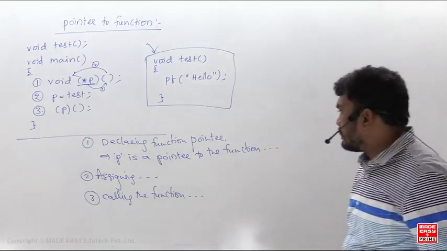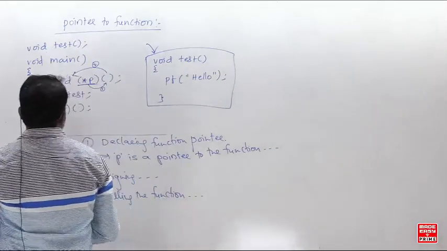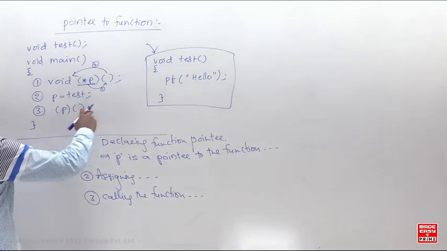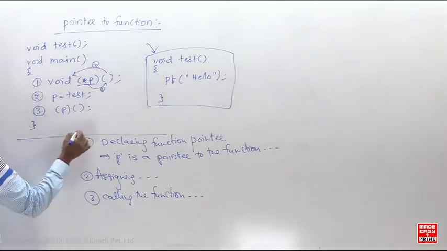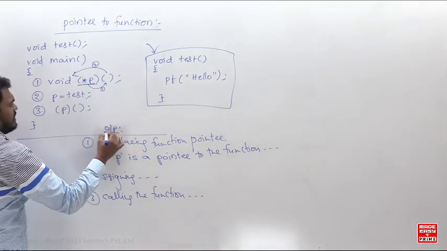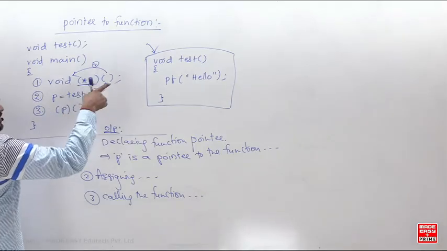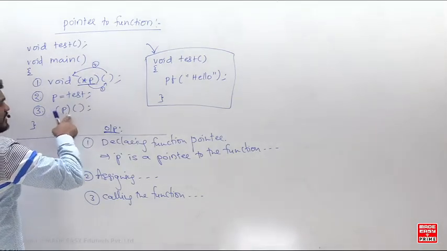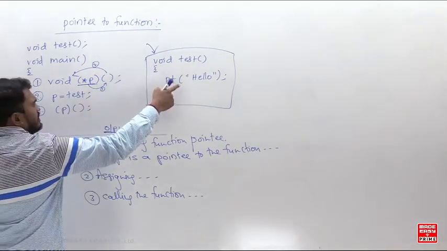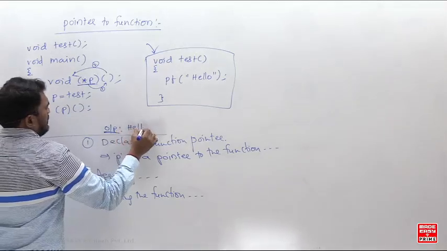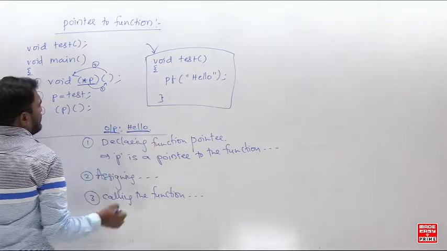Calling the function through pointer variable p. When you are calling the function through pointer variable p, tell me what is the output printed here? You are simply calling the function through the pointer variable p. This is called calling. So when you call this test function, what is the output printed here? Hello will be printed. So this is the output.